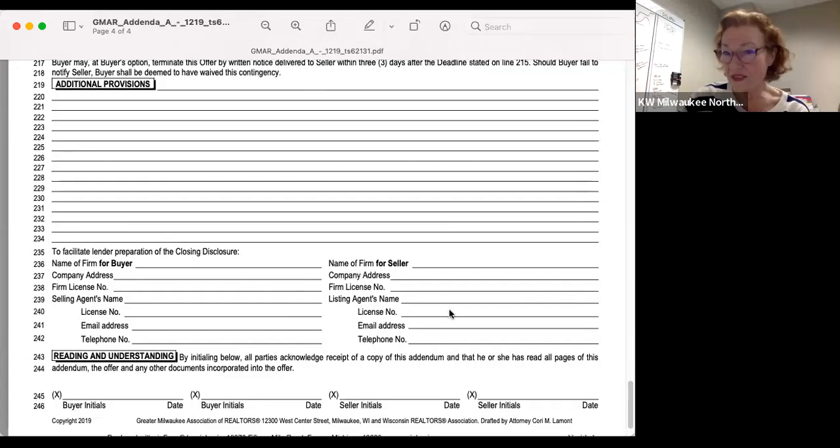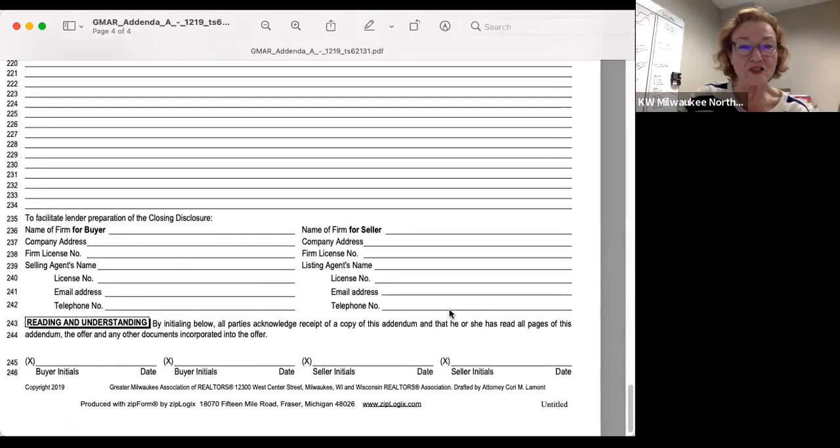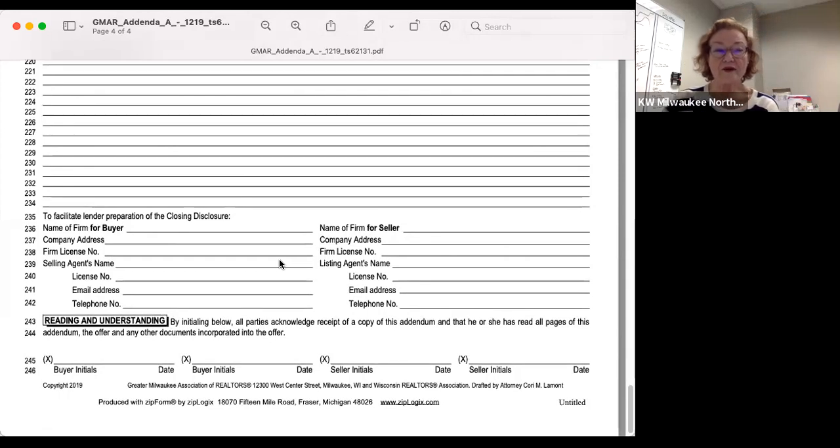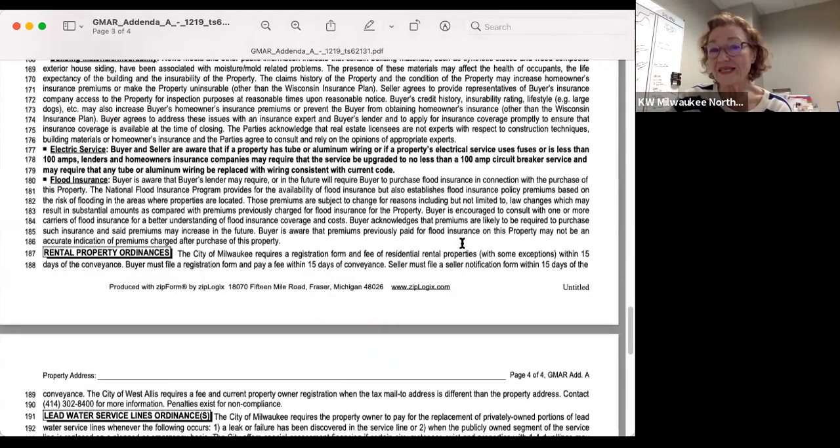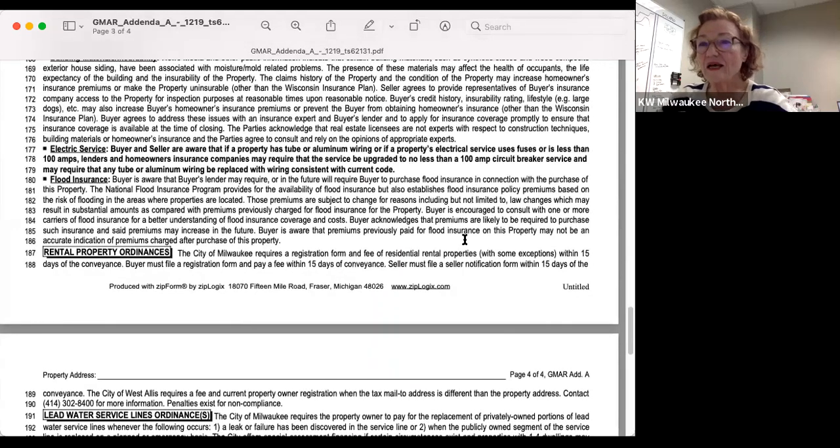And then you must fill out the bottom identification of the buyer, the firm for the buyer and the firm for the seller. If you're the buyer's agent, all of the information for the buyer's side is right at the bottom of the data sheet in MLS. And then they have to be initialed by both parties to be effective. As I said, it's an important document.